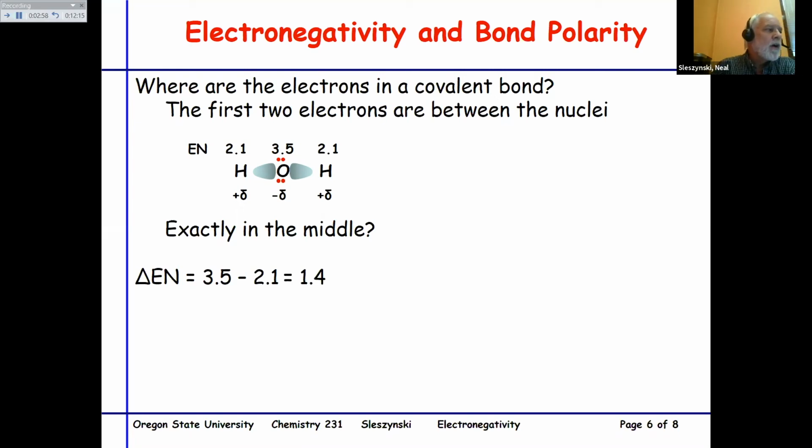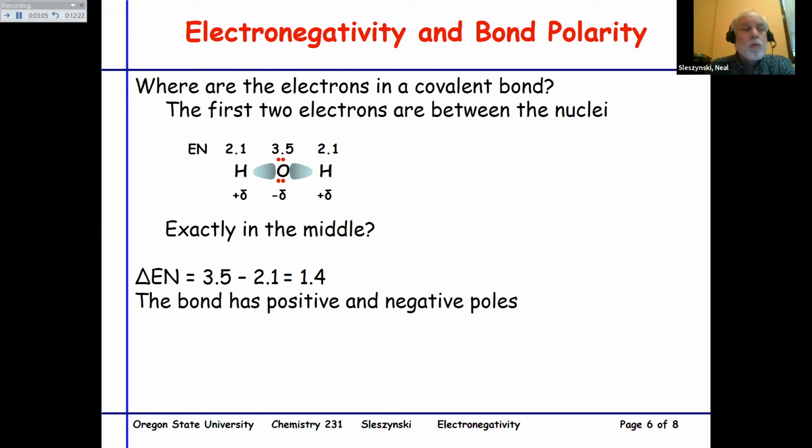electronegativity, we find that the difference between those two elements is 1.4. And that falls into a range where we will say that this bond has both positive and negative poles. And we have a negative pole of the molecule located where the oxygen nucleus is, and a positive pole collectively where the 2 hydrogens are.